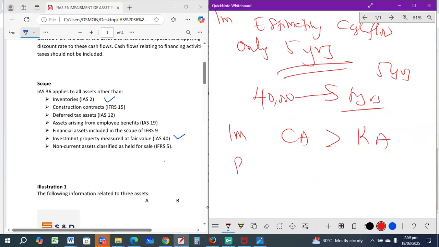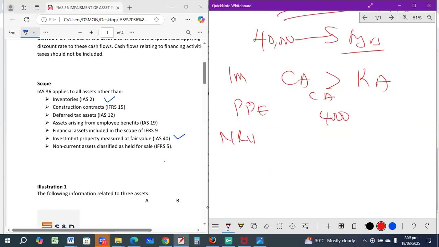So if I have PPE, then I have the carrying amount to be 4,000. Then I have net realizable value, that is the fair value less cost to sell. Let's say I'm having it to be 6,000. Then value in use is equal to 6,200.